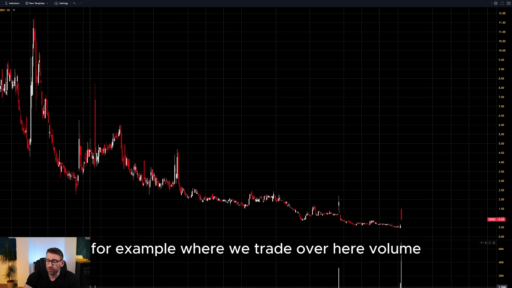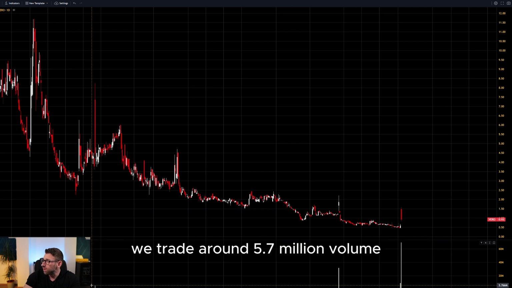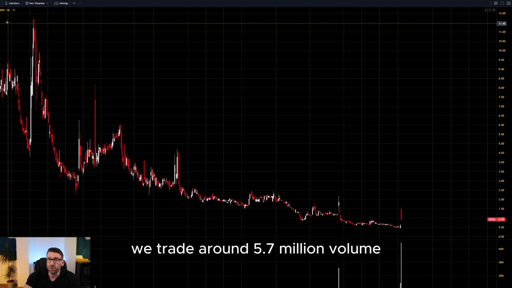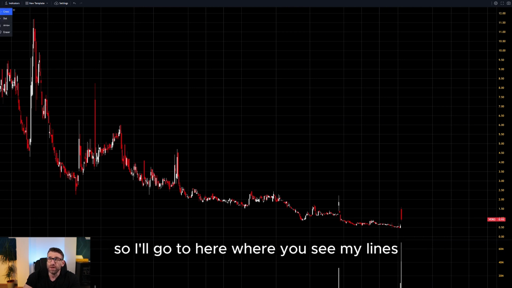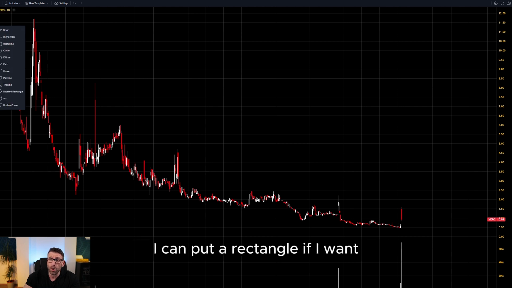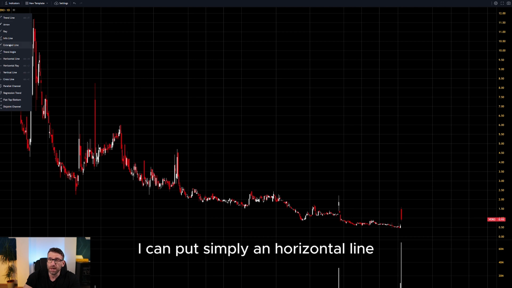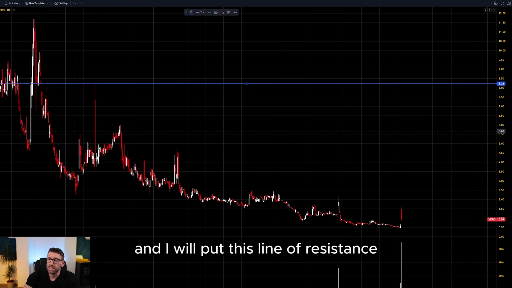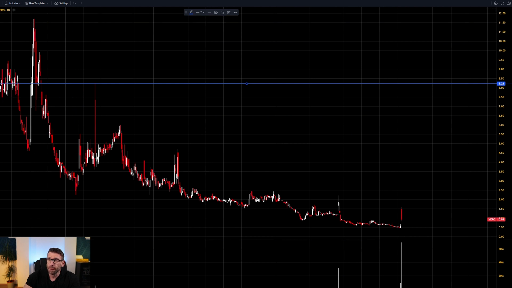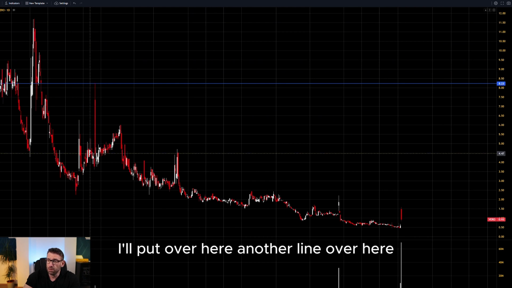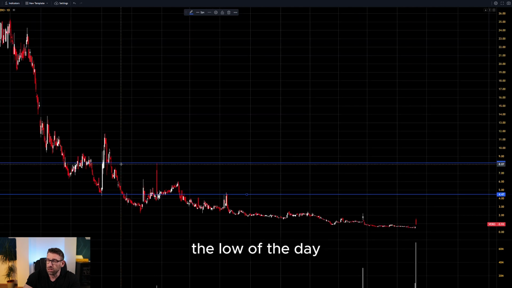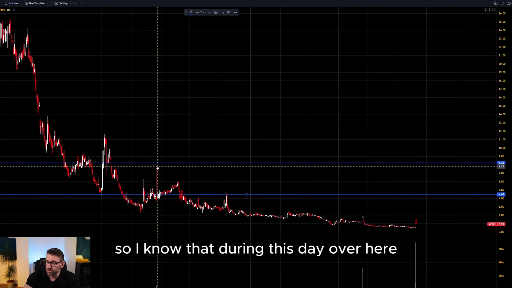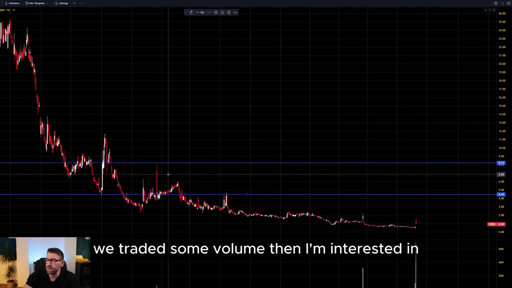We track over here, for example, where we trade over here volume. We trade around 5.7 million volume. So I'll go over here where I see my lines. I can put a rectangle if I want. I can simply put a horizontal line, and I will put this line of resistance at the high of the day. I will put over here another line, over here the low of the day. So I know that during this day over here, we traded some volume.